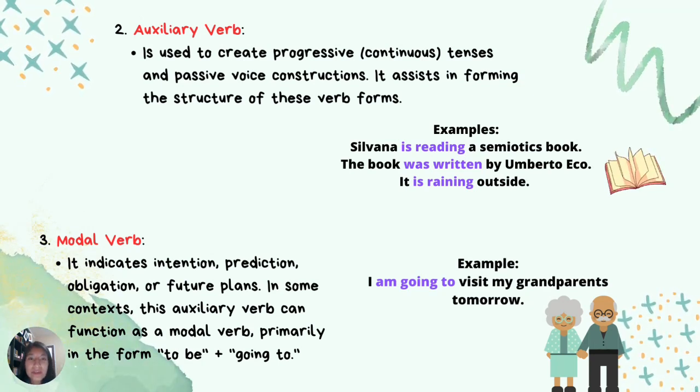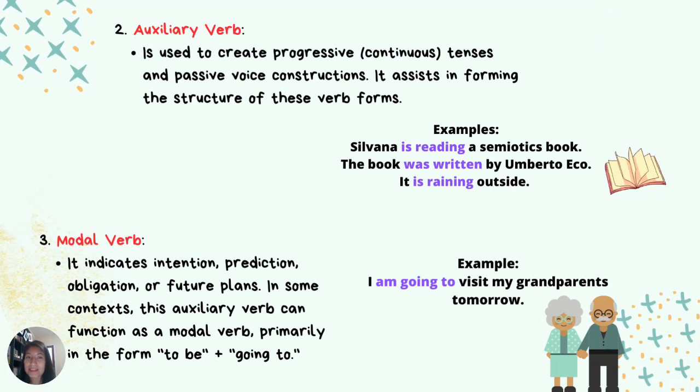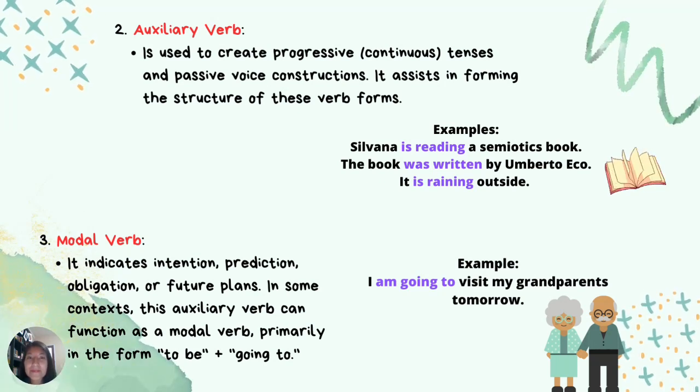The book was written by Umberto Eco. I love that writer, by the way. But this sentence is in the passive voice, so the auxiliary verb was helps form the passive voice construction, that is, written. And the same happens with the next example, that is, it is raining outside.